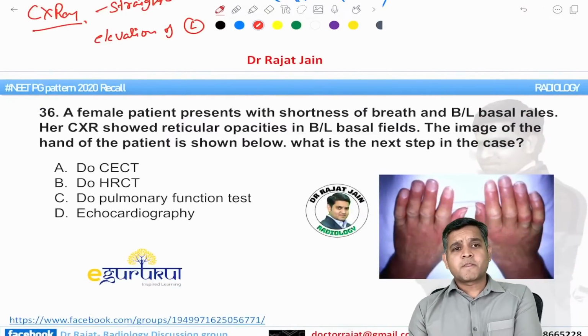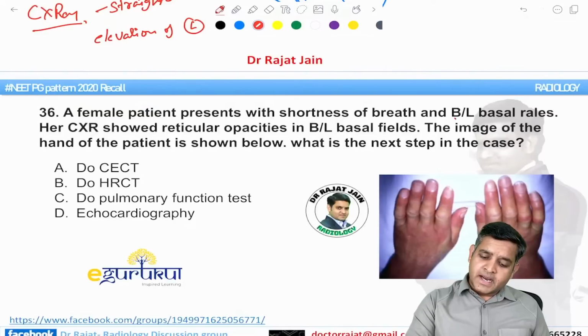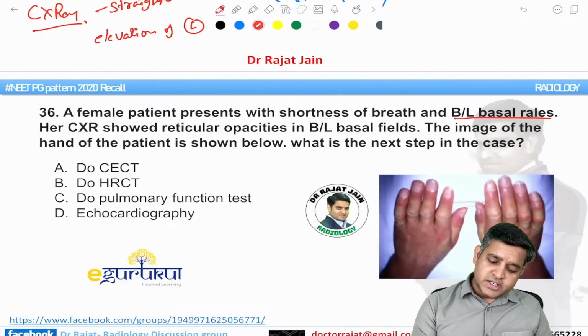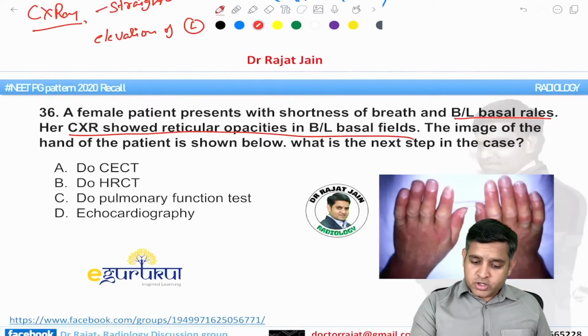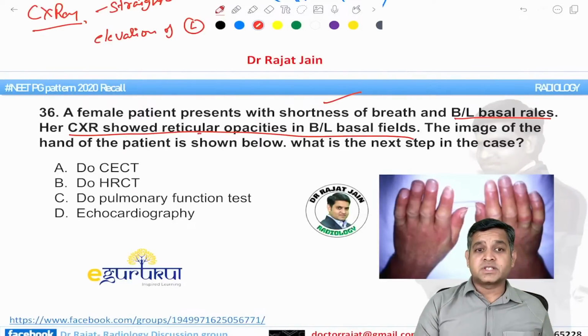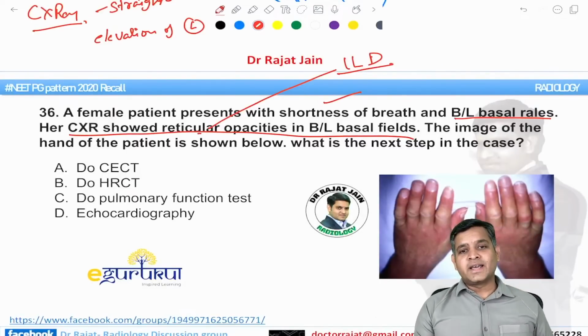Question number 36. A female patient presents with shortness of breath and bilateral basal crepitations. Her chest X-ray shows reticular opacities in the bilateral basal field. So, shortness of breath with reticular opacity. Reticular opacities on the chest X-ray is a sign of ILD.